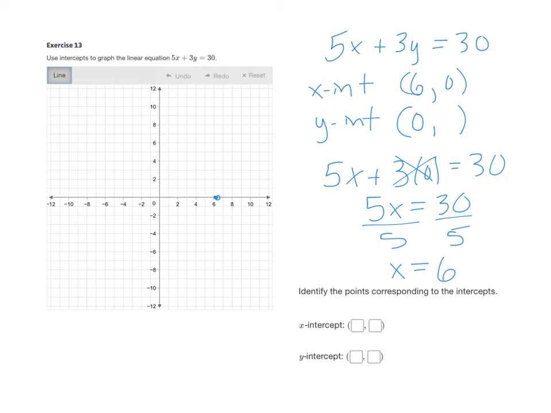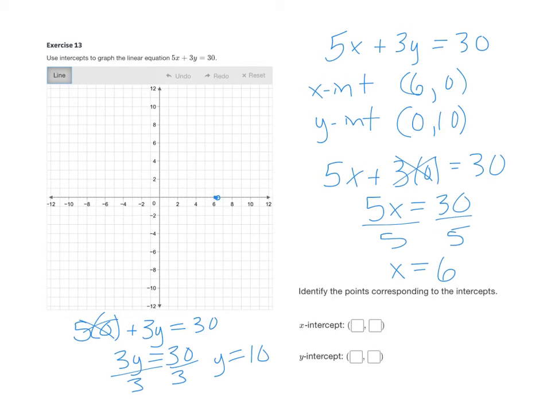Okay. Now I'm going to find my y-intercept. So I'm going to make my x 0. So I have 5 times 0 plus 3y is equal to 30. 5 times 0 is nothing. I get 3y is equal to 30. Divide both sides by 3. I get y equals 10. So now, let's graph that. 0, positive 10. And you would have a line that looks something like that.